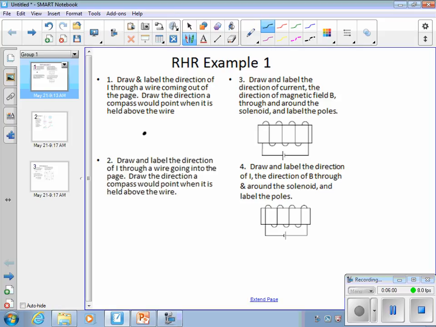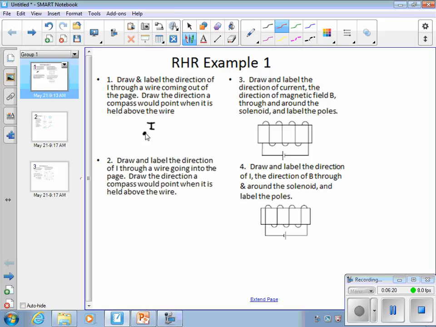Okay, so that means something is coming out of the page. I know it's the wire. Okay, I can label this current. Okay, and I'm going to switch colors just to demonstrate I'm talking about the magnetic field now.